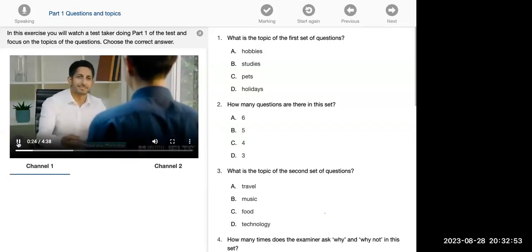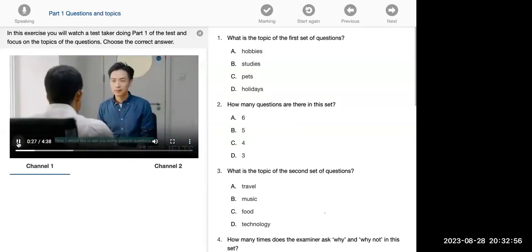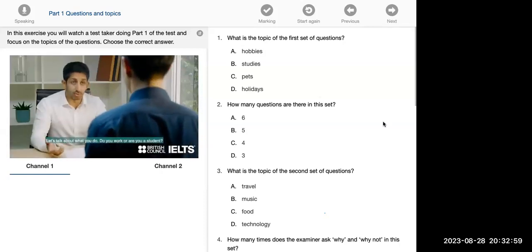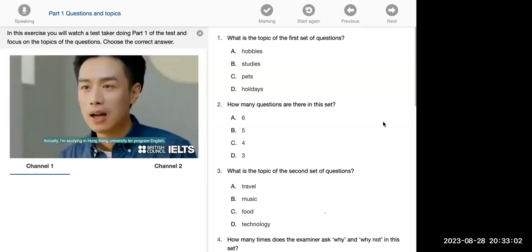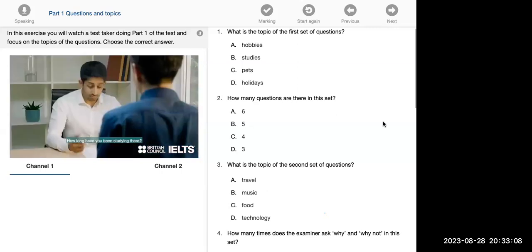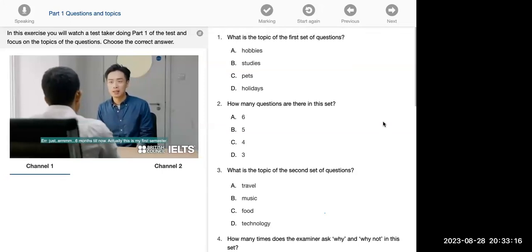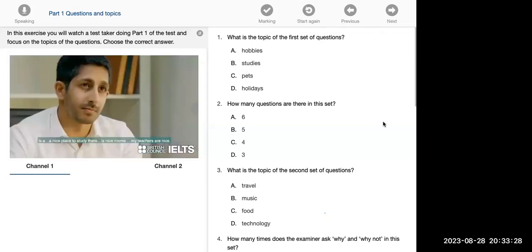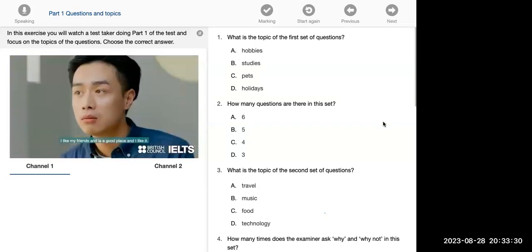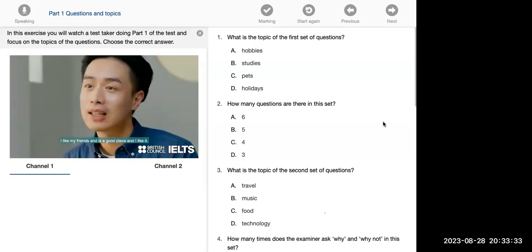Thank you. That's fine. Now, I would like to ask you some general questions. Let's talk about what you do. Do you work or are you a student? Actually, I'm studying at Hong Kong University for program English. How long have you been studying there? Just 6 months till now. Actually, this is my first semester. What do you like about studying there? It's a nice place to study. It's nice rooms, and my teachers are nice. I like my friends, and yeah, it's a good place, and I like it.